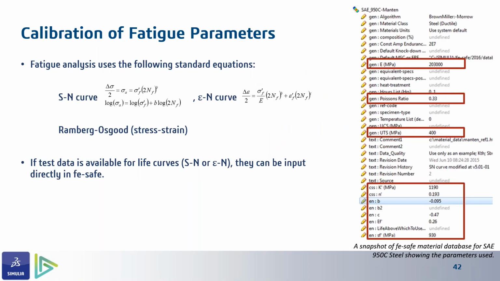For those who are also interested in fatigue analysis of materials, that is also possible. You can calibrate fatigue by using the SN curves or the strain-N curves, or by using another form called the Ramberg-Osgood equations. But this is not done through Abaqus. This is run in specialized software called fe-safe within our SIMULIA portfolio.